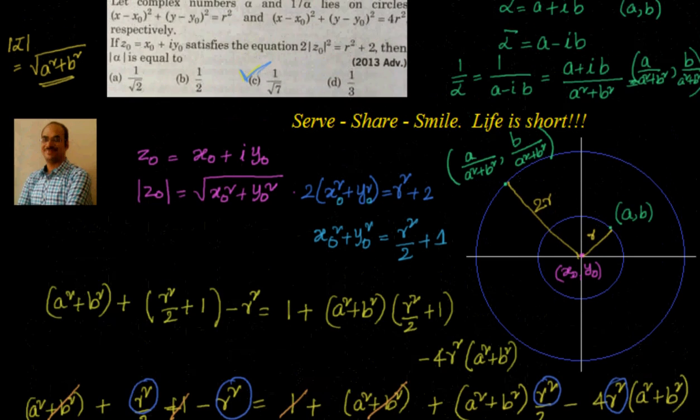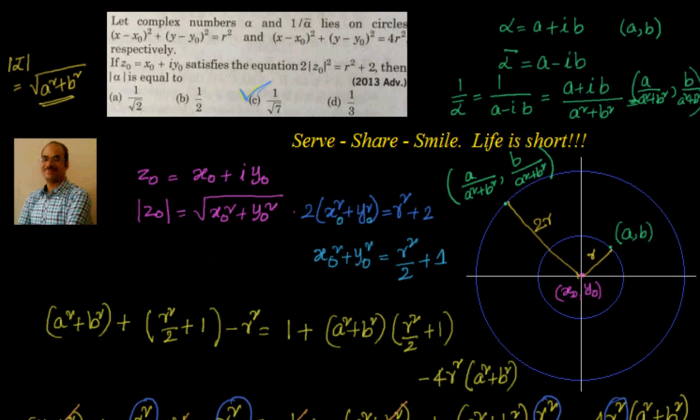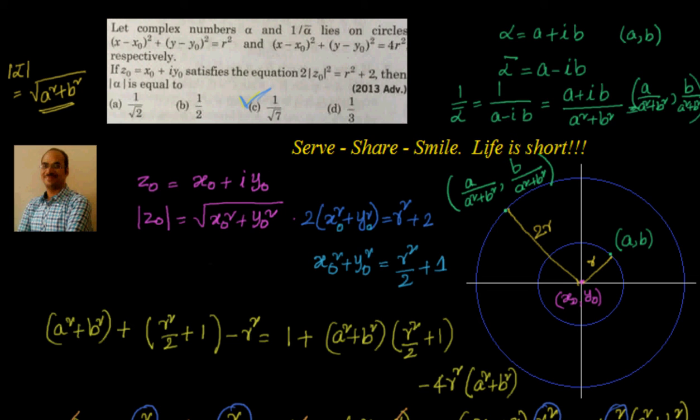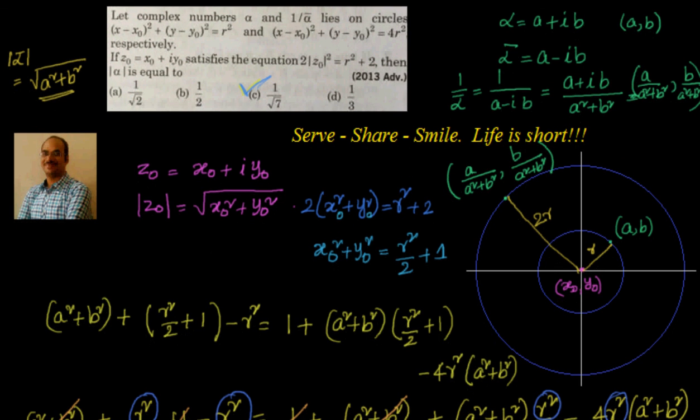So that's an interesting problem which I thought of sharing with you. Please go through that and let me know your feedback. Do you see that this solution makes a little bit of sense when compared to the other standard solution you have, where you convert that as mod of z minus z0 whole square equal to r square and mod of z minus z0 whole square equal to 4r square. Then you put alpha and 1 by alpha conjugate in that, and you apply the property that alpha into conjugate of alpha is nothing but mod of alpha whole square. That's another approach. We will be doing that in the next session.